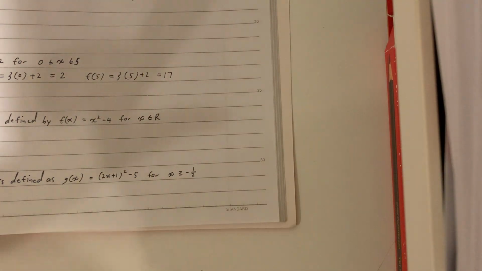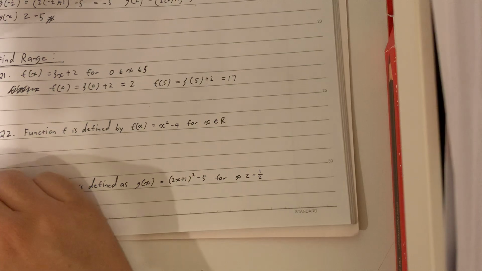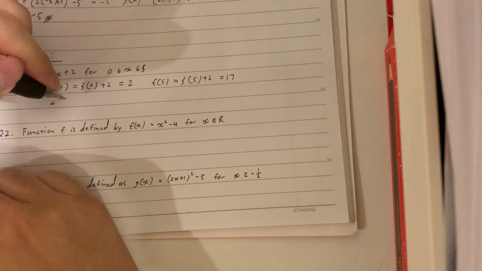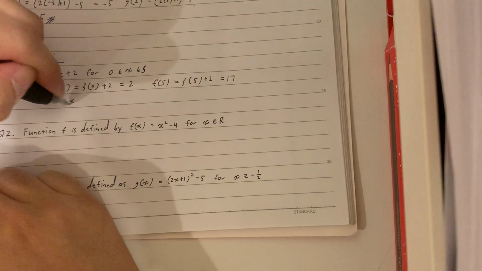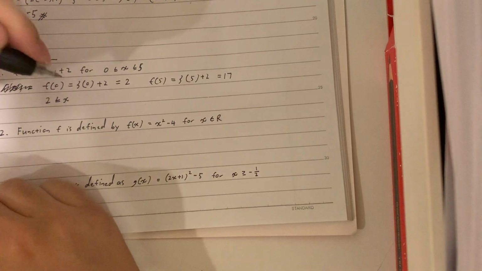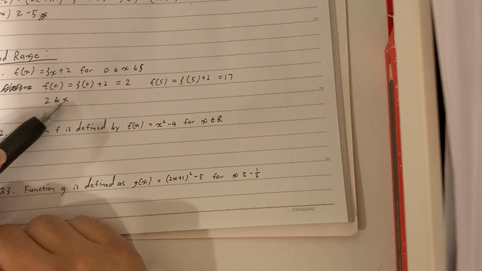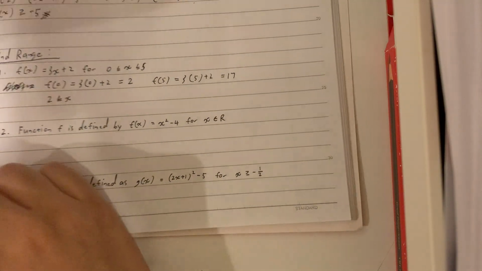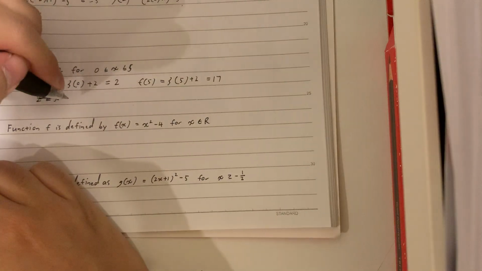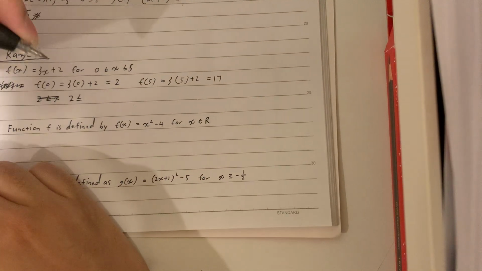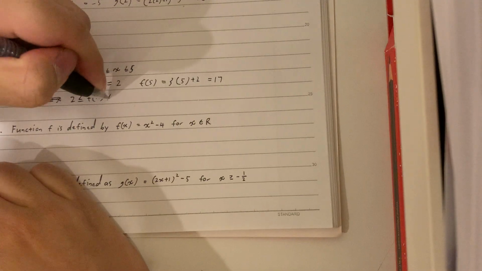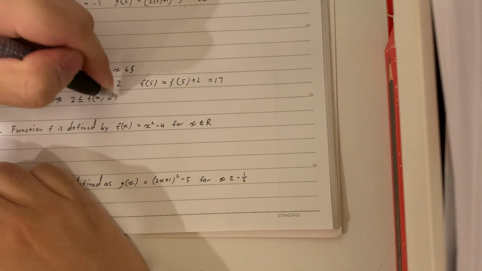So how do you write your range? You write it like this: 2 less than x? No, it's not x. Many people make the mistake of writing x here, but x is only in the domain, so this is wrong. Instead, you must write your function, which is f(x), is then equal to 17.